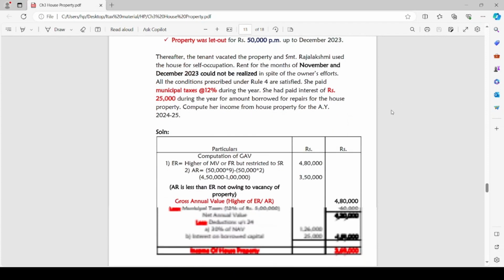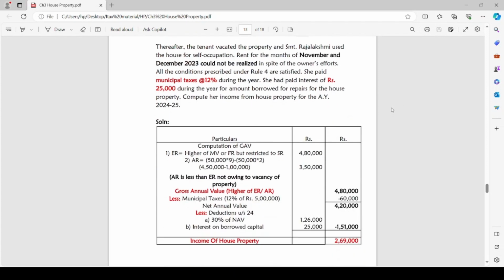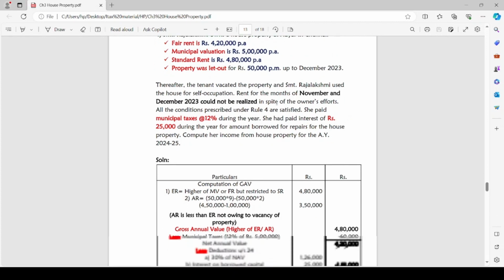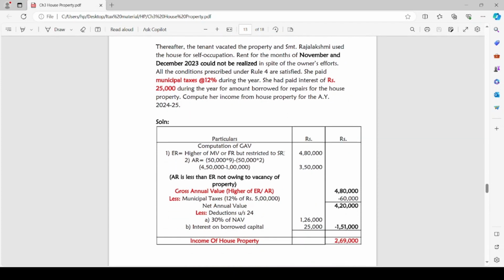The first step is computation of GAV. The expected rent is the higher of municipal valuation or fair rental value, restricted to standard rent. Here, the higher of fair rent or municipal valuation is rupees 5 lakh, that is municipal valuation, and it is restricted to standard rent being rupees 4,80,000. So, our expected rent will stand at rupees 4,80,000.